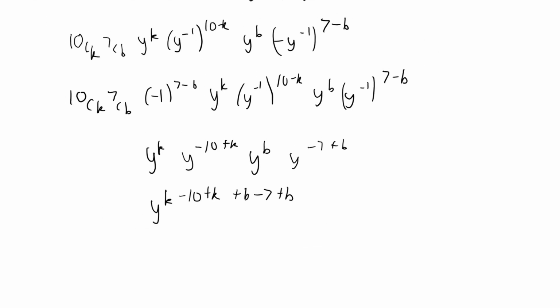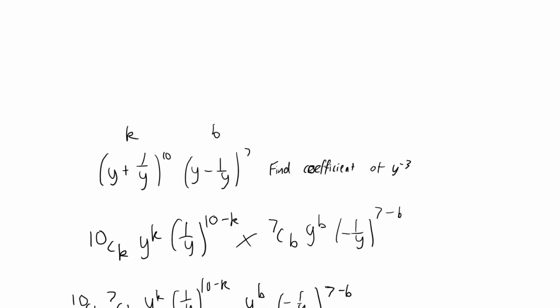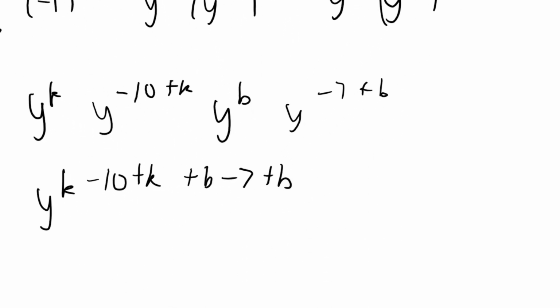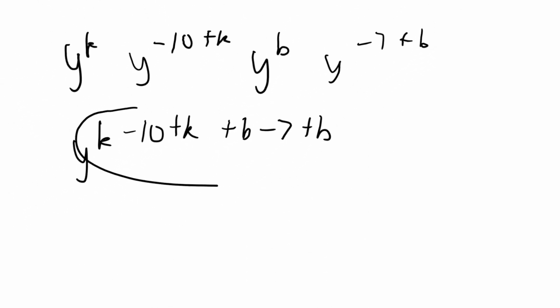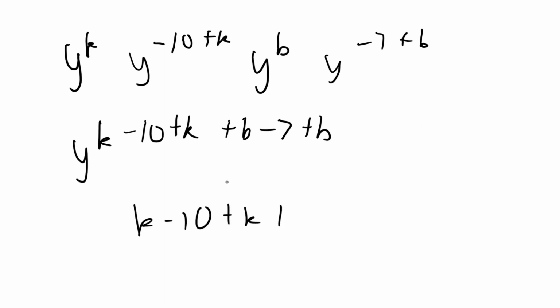Now we're going to relate this equation back to the original question. We're trying to find the coefficient of when y is to the power of -3. So what we're going to do is take this degree here, we're going to do k minus 10 plus k plus b minus 7 plus b is equal to -3.